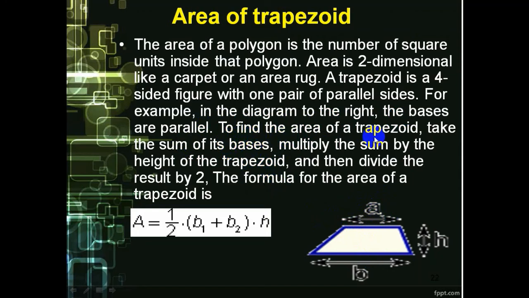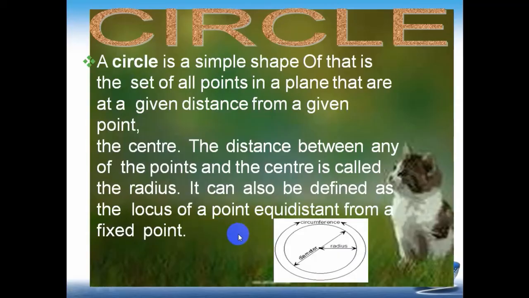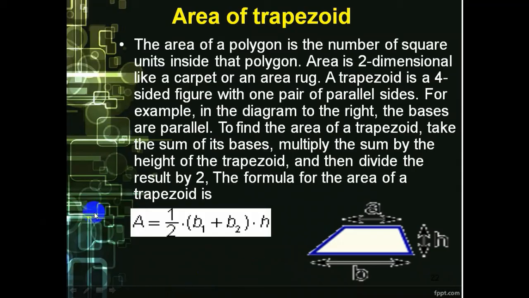To find the area of a trapezoid, take the sum of its bases, the sum of the parallel sides, and multiply the sum by the height of the trapezoid, where h represents the height, and then divide the result by 2. The formula for the area of a trapezoid is (b1 + b2) multiplied by h, divided by 2, which is equal to the area of the trapezoid.